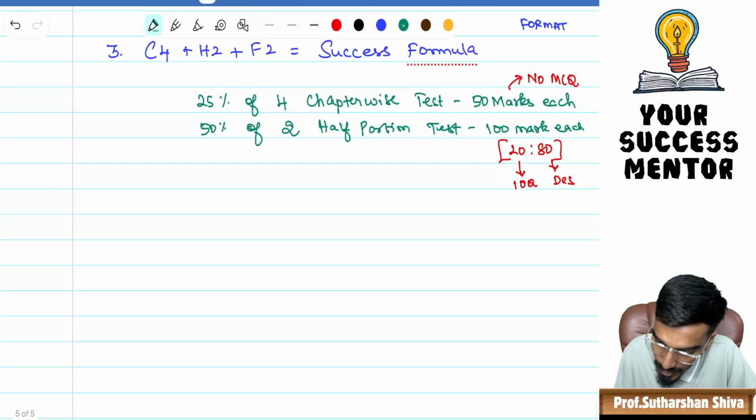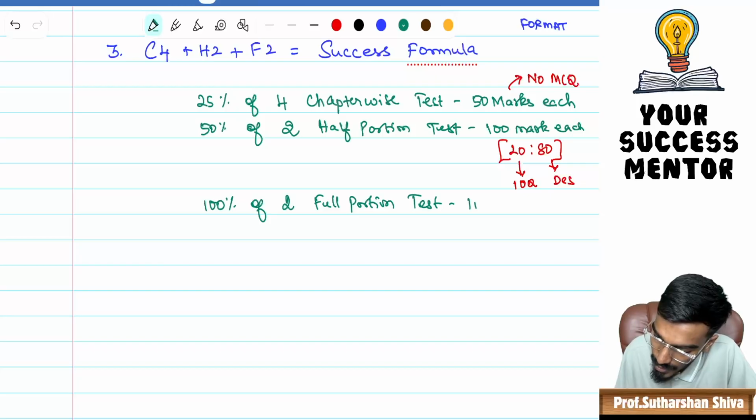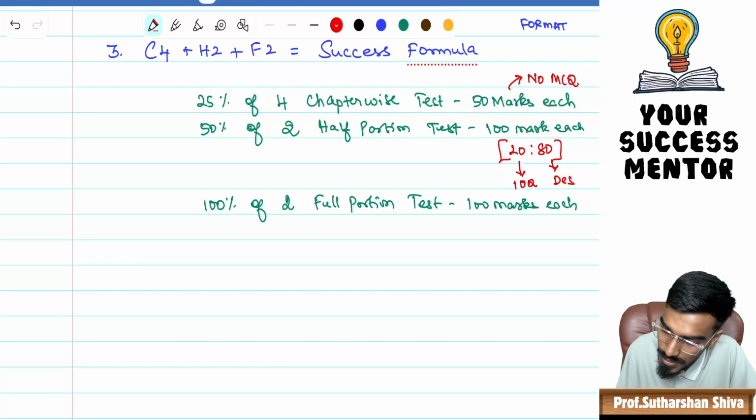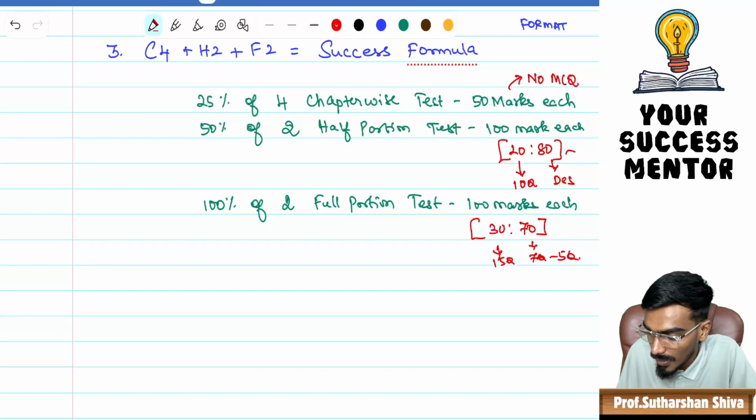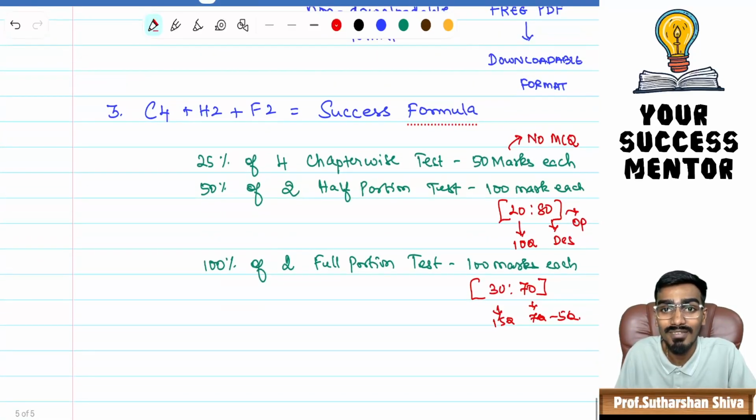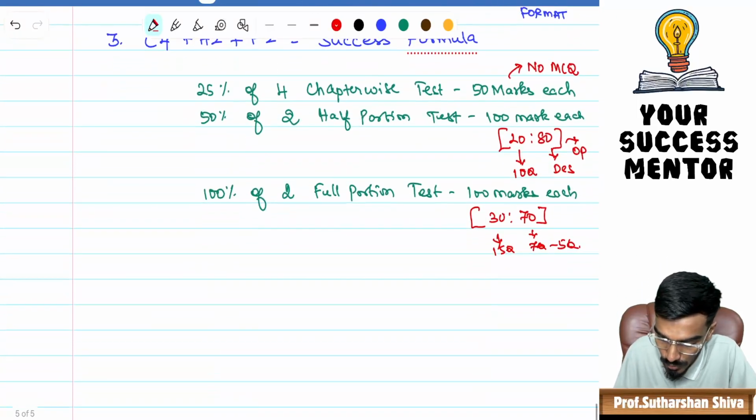Then you will have 100% of 2 full portion tests, which are for 100 marks. In that, you will have the same ICA concept of 30:70, which has 15 MCQ and 7 questions. You need to write 5 questions. That's the same, and here also you will get that option. This is what our test pattern is.